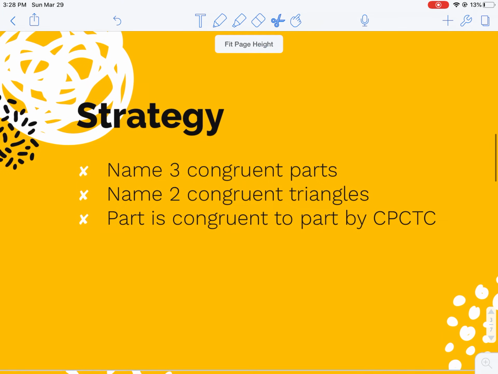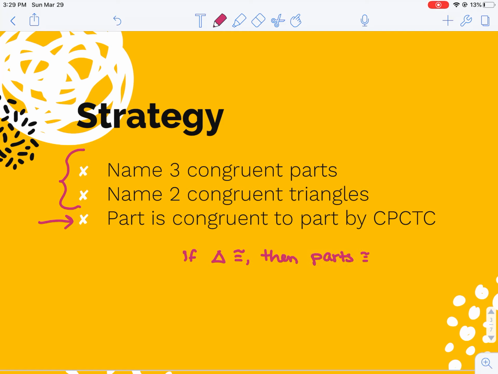So our strategy has changed a little bit from LR3-5. In LR3-5, when we were just writing triangle proofs, we did this much. We had 3 congruent parts, and then we said this triangle is congruent to that triangle. We're going to add one more step. So now we're going to say, hey, because those triangles are congruent, this part's congruent to that part, because of CPCTC. You can also write if triangles congruent, then parts congruent. If you want to write out what CPCTC stands for, you can absolutely do that as well.